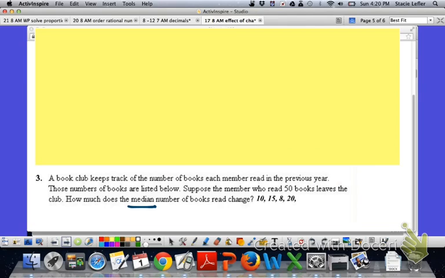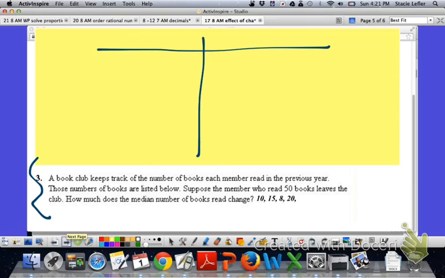Alright, here's the same idea, but this time we have a slightly different data set. Read through this word problem and perhaps make a T-chart here so you can keep track of the old median and the new median, so you can make a statement about how much the median was affected by removing one of the data. Make sure you have your answer checked over.